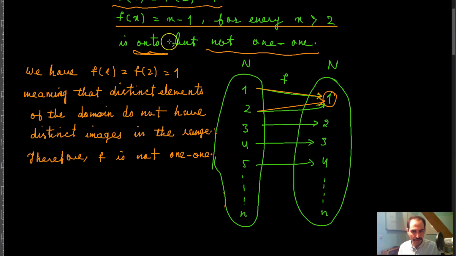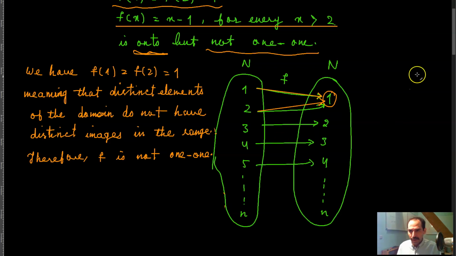Now about f being onto, you have to show that every element in the range of the function is simply an image of some element in the domain of the function. Okay, so that's what you need to show.